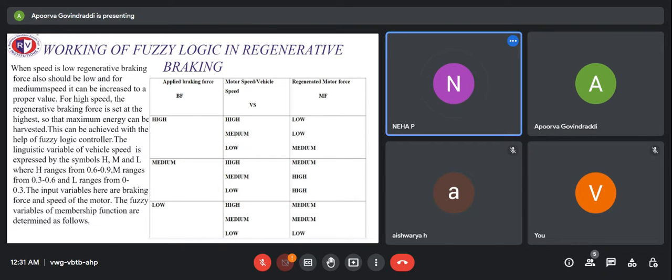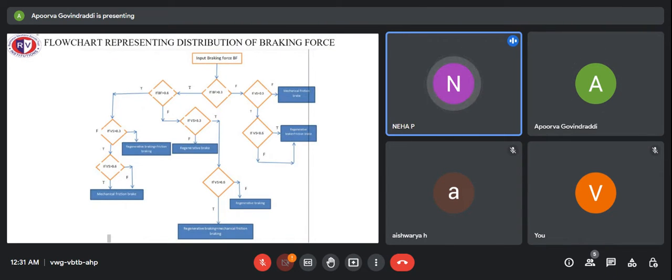Next slide. Here I have the flowchart representing distribution of braking force. In this flowchart, the input variables are braking force and vehicle speed, and the output is the type of braking system implemented based on various if-else conditions used in the flowchart. So this will end my PIC component.